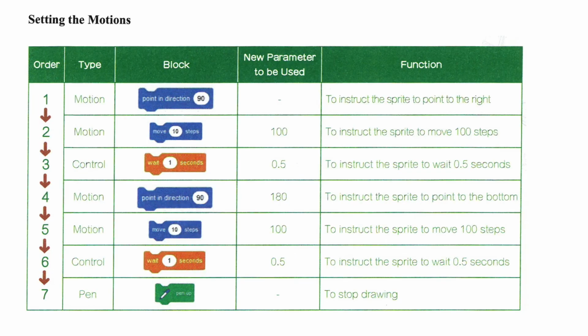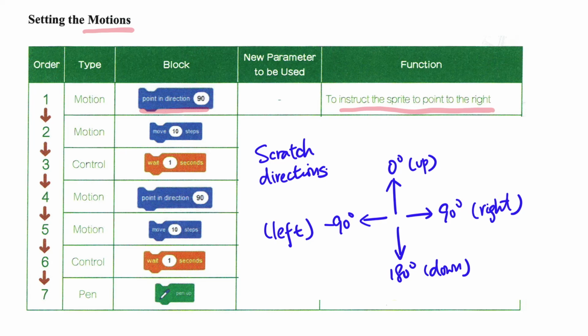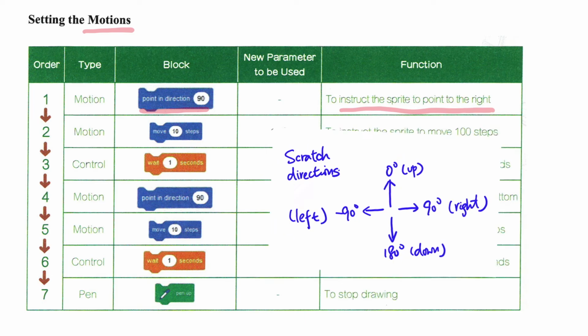Now let's see some further motion commands. To instruct the sprite to point to the right, we use point in direction 90. And here we can see the map of the direction in Scratch. Pointing right will be 90 degrees, while pointing upwards will be 0 degrees. Pointing downwards will be 180 degrees, while pointing left will be negative 90 degrees.